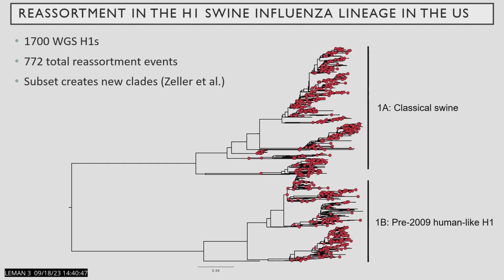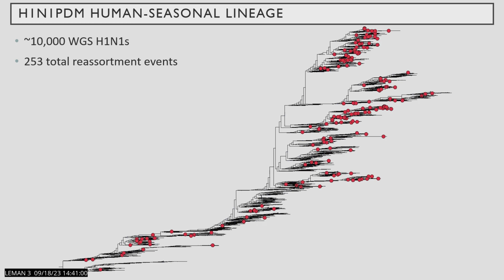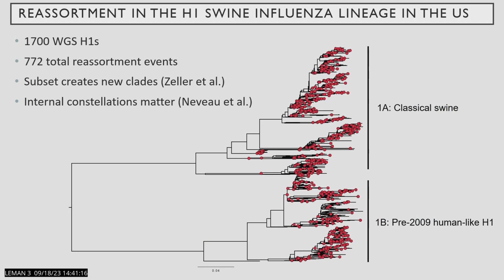And as a reminder, not all of those reassortment events have persevered, so to say, but a subset of those did create a new clade. And then this is just a comparison to what we get with human influenzas. Here we had 10,000 whole genome sequences of H1N1s, also in the US. And here we saw 253 reassortment events. So we had less data, but many more reassortment events. As you would expect, reassortment in pigs happens much more frequently than in humans.